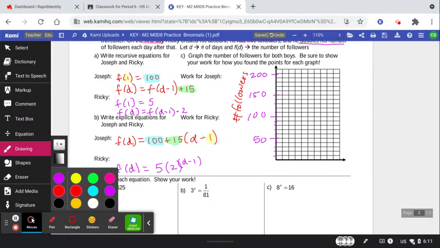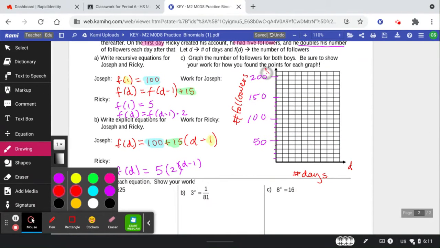What's going to be represented on the bottom here? It's our number of days. This is our D axis. This is our F of D axis up here. And so down here, I'm just going to count by 1, 2, 3, 4, 5, 6, 7, 8, 9, 10. All right, let's go graph it.